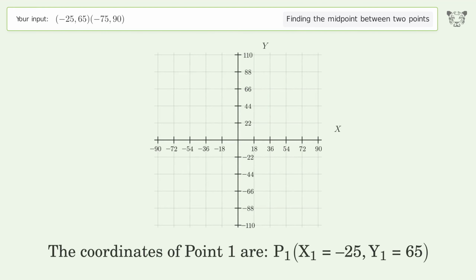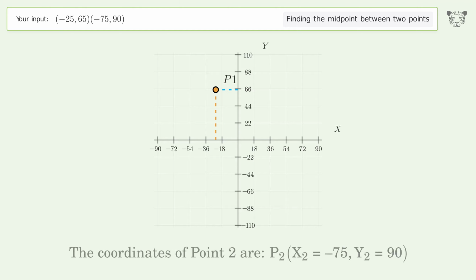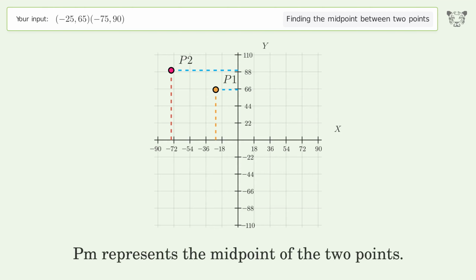The coordinates of point 1 are, x1 equals -25, y1 equals 65. The coordinates of point 2 are, x2 equals -75, y2 equals 90. PM represents the midpoint of the 2 points.